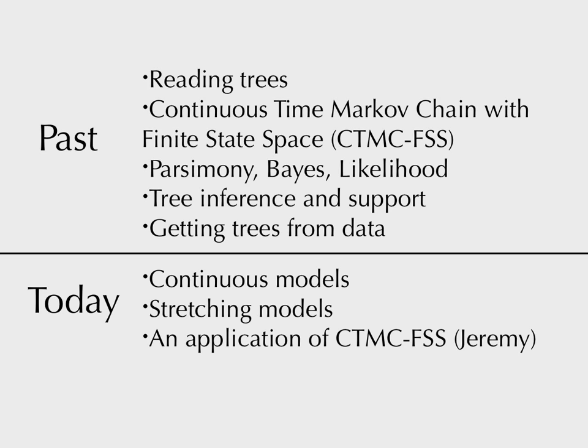In phylogenetics, as we saw in that annual review paper, we have basically three models we use in most of phylogenetics. This is the discrete state space one. We're going to talk about a continuous one. And then later we're going to talk about a diversification birth-death model. So we're going to talk about this other basic model, tree stretching, and what that means. And then Jeremy's going to finish off with an application of this for biogeography.